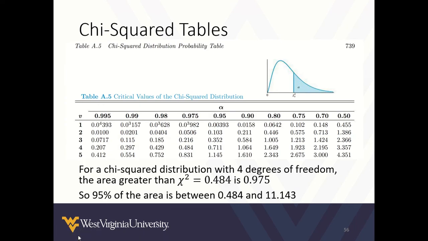And for a chi-squared distribution with 4 degrees of freedom, the area greater than chi-squared equal to 0.484 is 0.975. And so 95% of our area is going to be between 0.484 and 11.143.